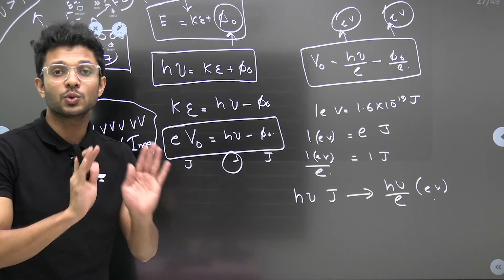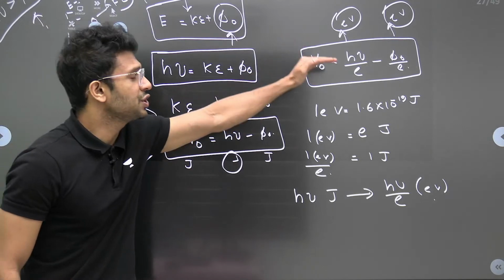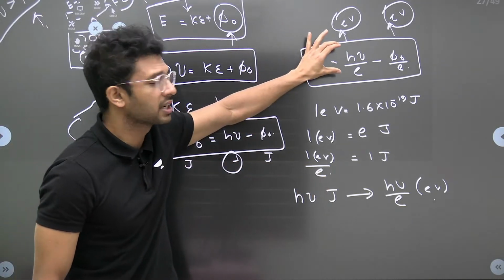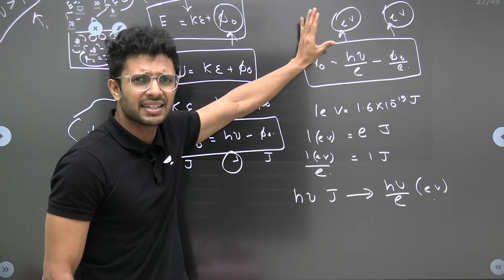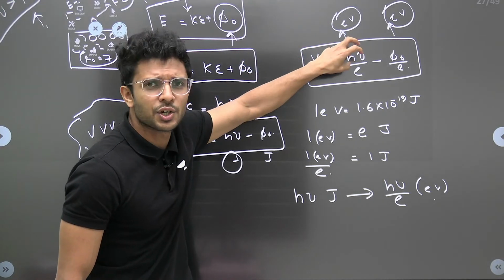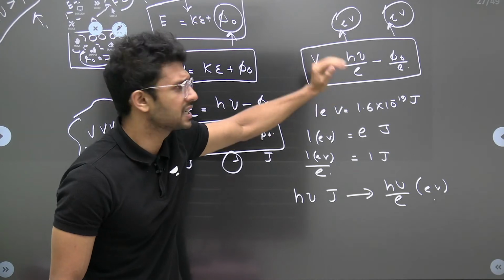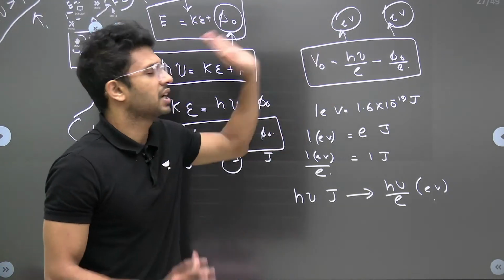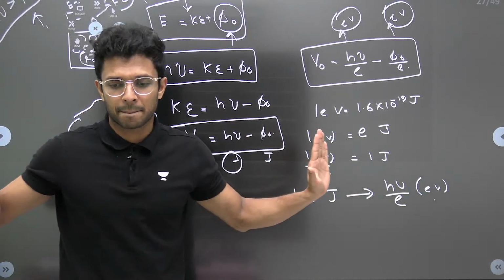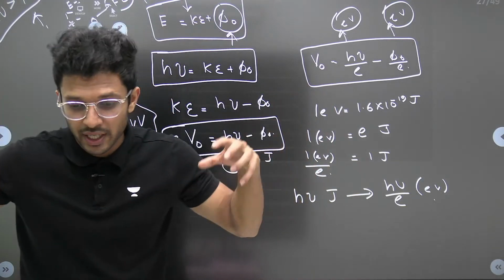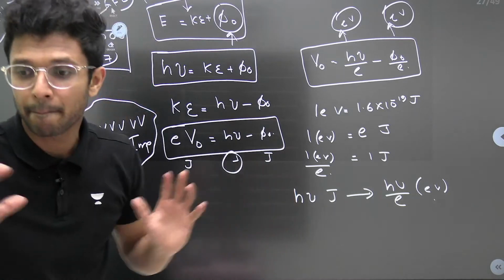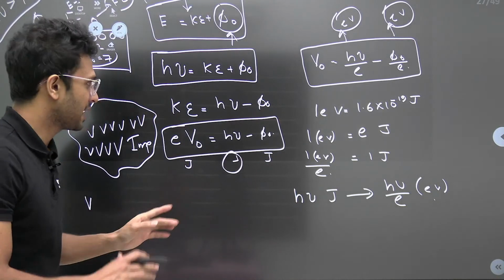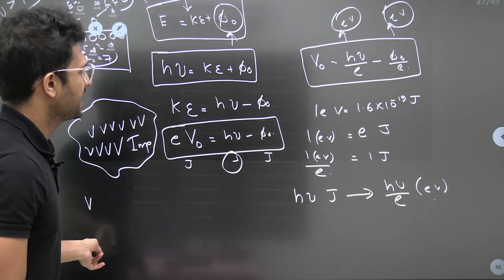I just needed you to understand this. h nu by e is the energy of the photon, ठीक है, in electron volt. Basically, once you divide the unit of joule with electronic charge, that will be converted to another unit of energy, which is electron volt, bas. I just wanted to explain that. ये तो समझ में आ गया? समझ में आ गया है ना? ठीक है, फाइन. देख ले.